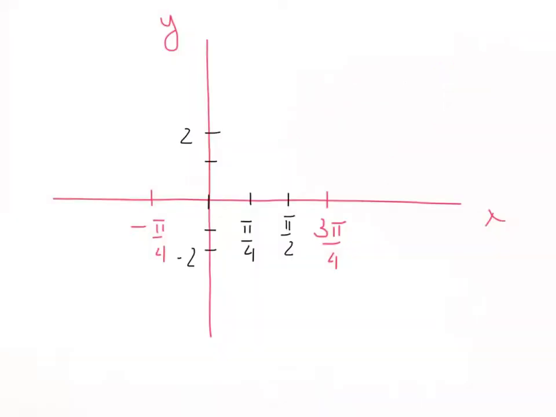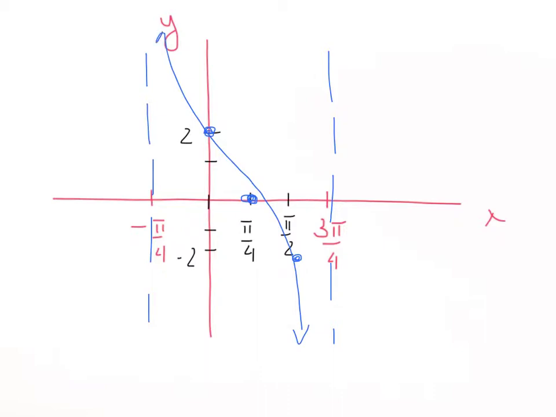Okay, so this is what our coordinate plane looks like. Our two vertical asymptotes are at negative pi over 4 and 3 pi over 4. We established that the midpoint was at pi over 4. Remember that the cotangent curve begins at an increasing point and then ends at a decreasing point. So the cotangent curve for one cycle looks like this.